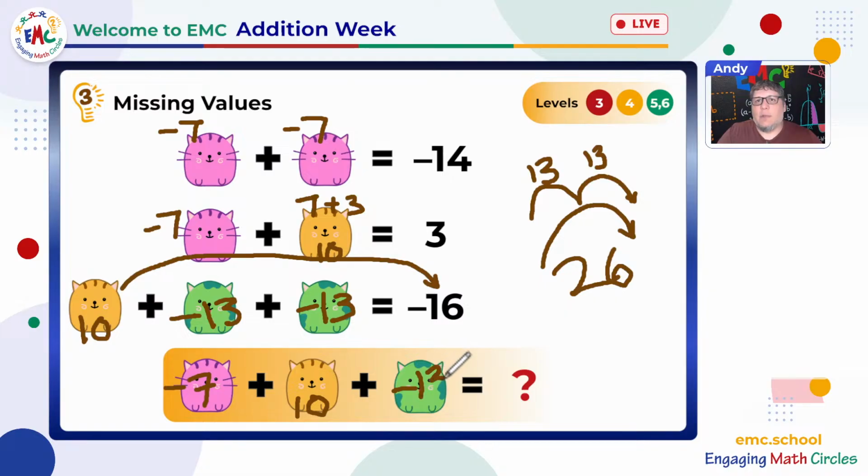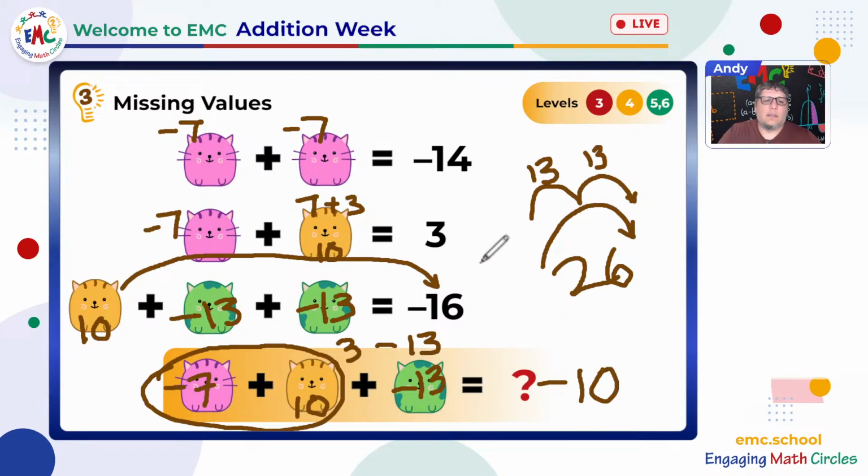Now we just need to add them all up. Negative 7 plus 10 minus 13. Remember that adding a negative is the same as subtracting. Okay, negative 7 plus 10, we already know that. That's 3. This is 3 right here from this second equation. So we just have 3 minus 13. Awesome. If you got minus 10, you are correct. Great job.